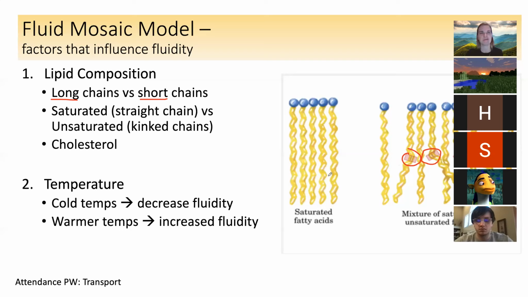Does anybody know why I am even talking about fluidity of the membrane? How might this impact the function of our phospholipids if they're packed really tight versus not as tight? Does anybody want to give any thoughts about what that might do? Well, if they're packed tighter, won't that restrict molecular movement through them?